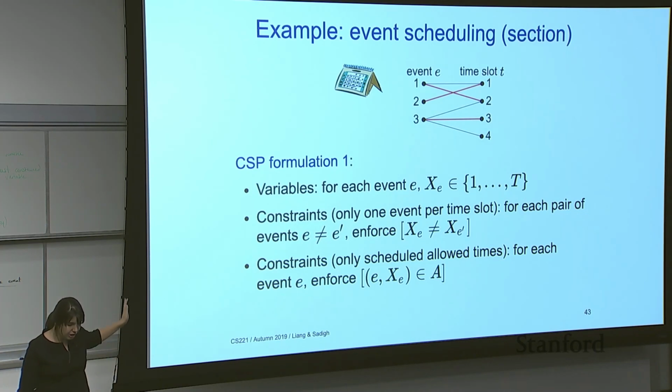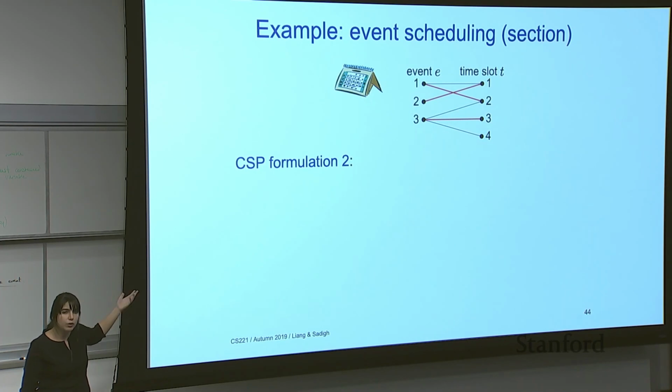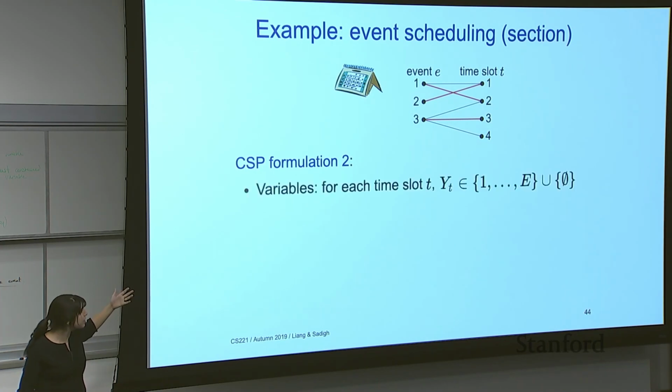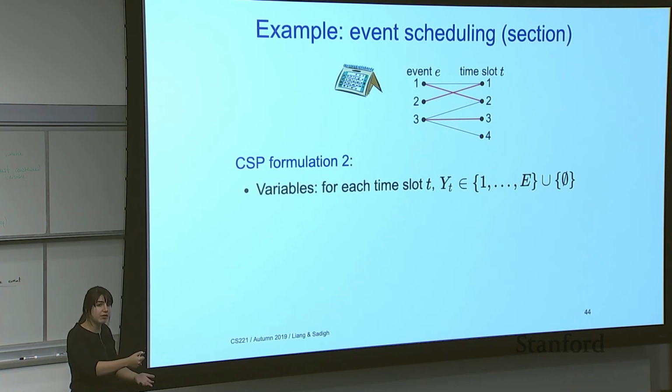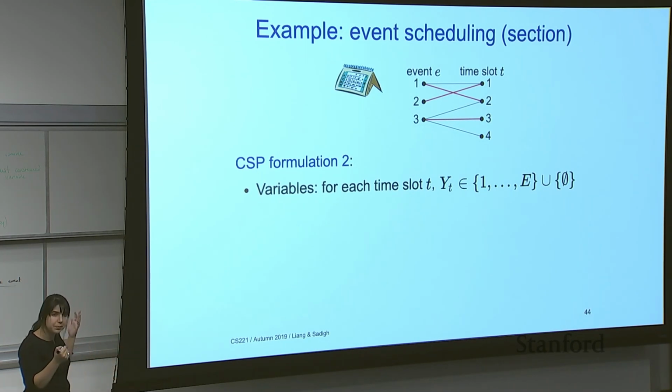In this option, what I did was I took the event as my variable. The second way to formulate this is to say, well, maybe my variables are just the time slots. So maybe I'm going to take a different approach for modeling this. I'm going to call it YT. YT are the time slots. So I have variables for time slots. Each one of them can either take an event, or maybe there's no event added. That's the empty value. So they either take an event or no event.